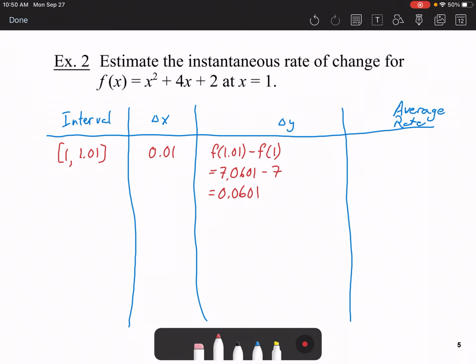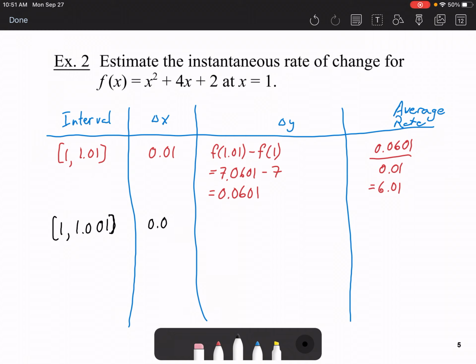Okay, so with that information there, what we do is we now take that 0.0601 and I divide by 0.01 and I get a value of 6.01. Okay, let's try that again. Let's get a little closer this time. So I'm going to get even closer by another 1/10.